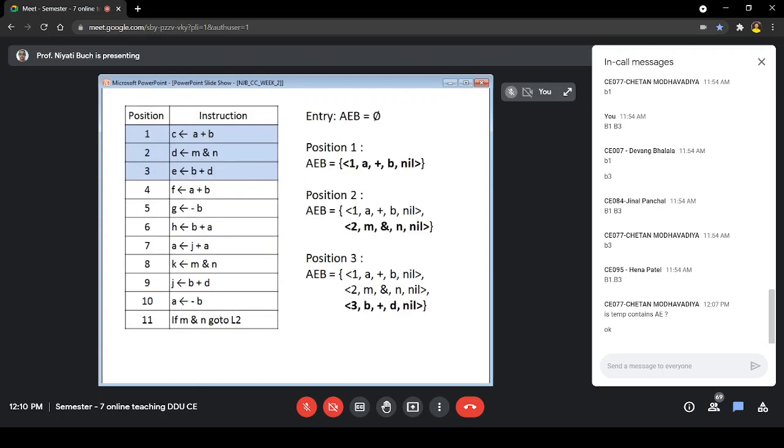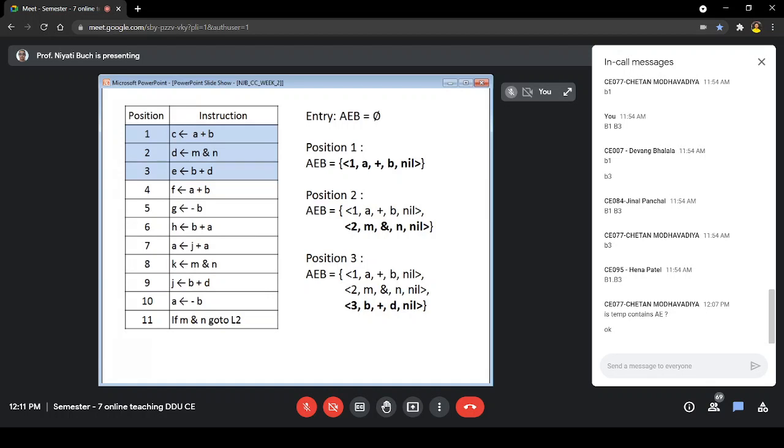Now I'm starting. Initially, AEB will be a null set. There are no elements in it. Now we are talking about position 1. In position 1, we have an instruction A plus B, which we are storing in C. So we will make an entry into our AEB, as you can see over here. At position 1, what entry have we made? The quintuple 1, comma, A plus B, comma, nil. Why are we writing nil? Because initially we do not have any temporary for it. Whenever needed, we will add the temporary at the last place in our quintuple.